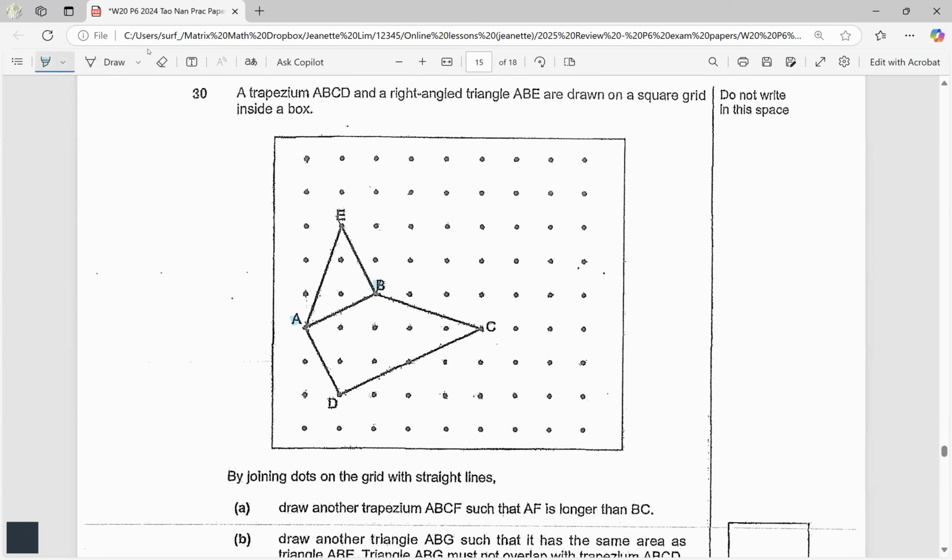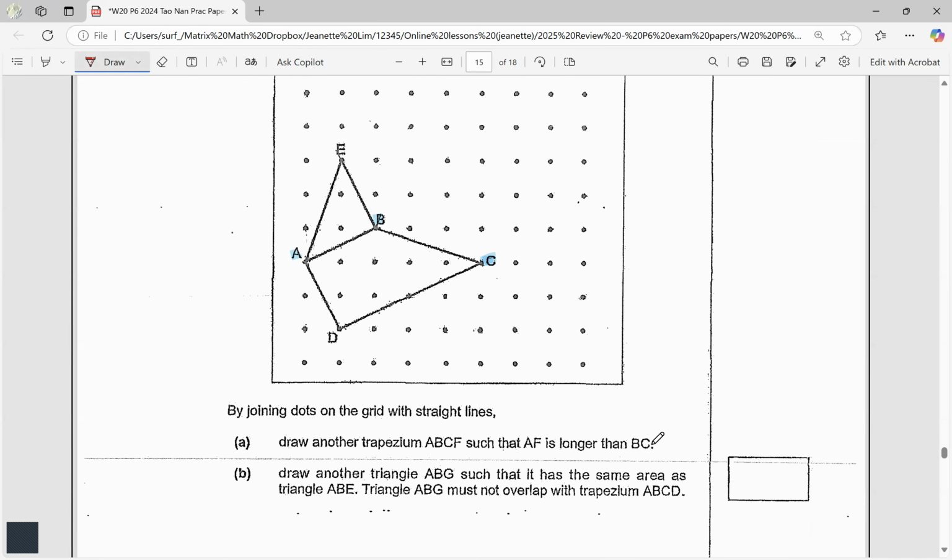So we're keeping A, B, C. Now, when the question says that AF is longer than BC, that's an indication that those two lines are actually the parallel lines. You can't have F along D, because it's very hard to tell whether BC is longer or shorter than AF. So F should not be along CD. It shouldn't be this direction. If you want to compare the length, it should go in the same direction.